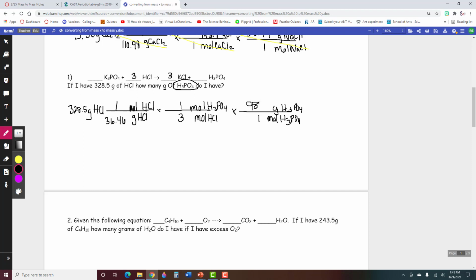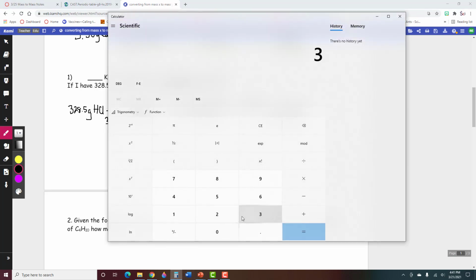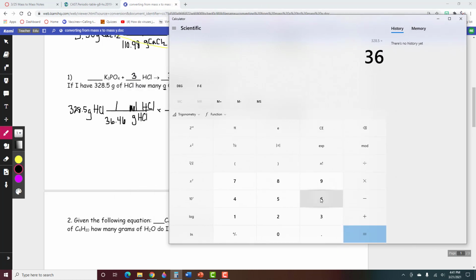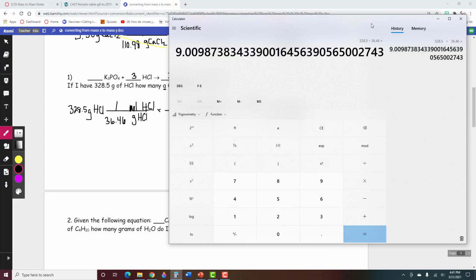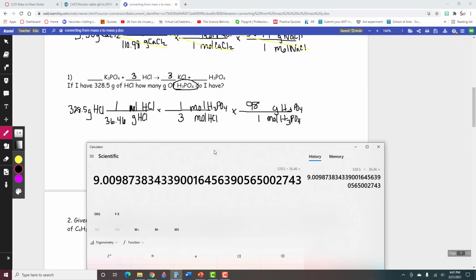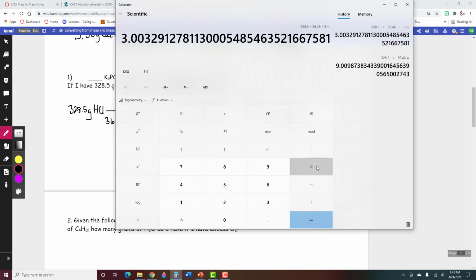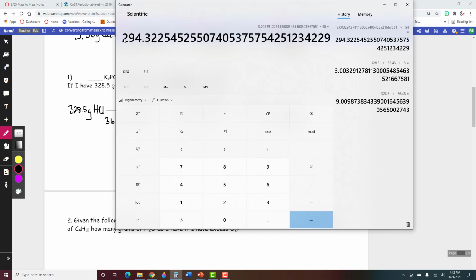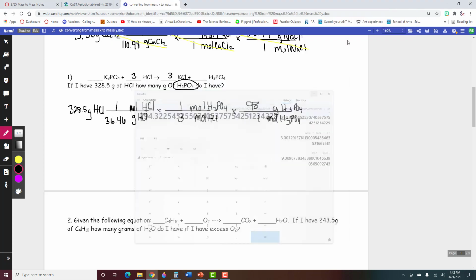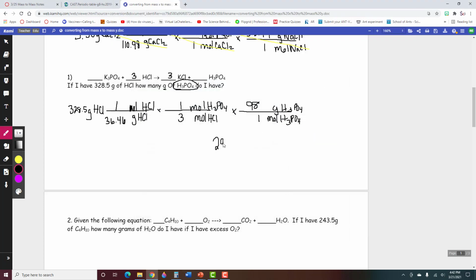Now you solve, start on the left side, work your way to the right, multiplying by the top, divide by the bottom. So we start with the starting one, which is 328.5, and then it is divide by 36.46, and then the next division bar is multiply by 1, divide by 3. Now on to the last division bar, which is multiply by 98. And so the answer is 294.32. And this is grams of H3PO4.